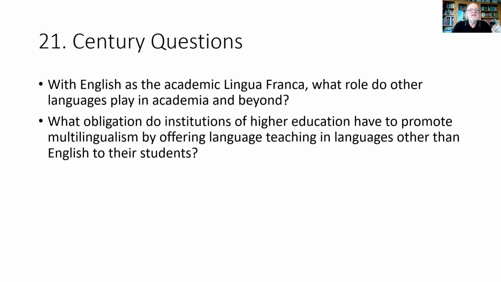The second question is, what obligations, and I think they have an obligation, do institutions of higher education have to promote multilingualism by offering language teaching in languages other than English to their students? English should be offered. There should be a kind of mentoring and tutoring for students who have not reached the level by entering the university. There should definitely be teaching for that, and the level of English should be high for students and staff, and we should do everything to ensure that we have a high level of language proficiency in English.